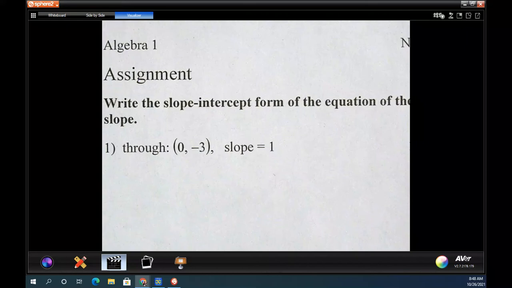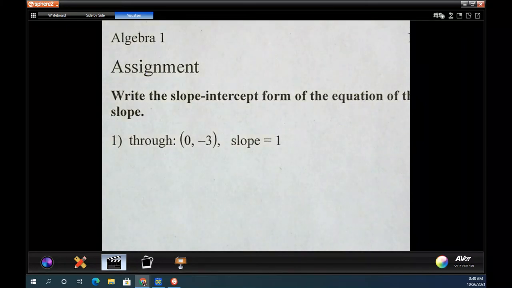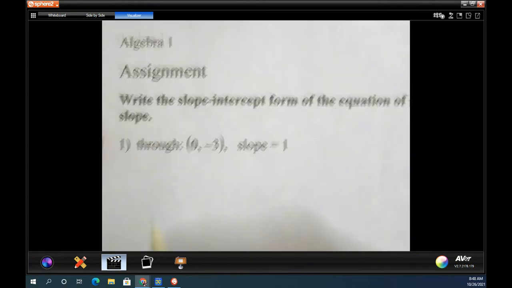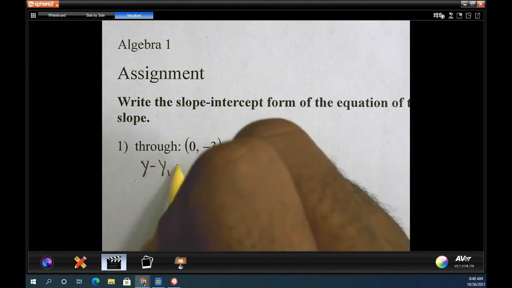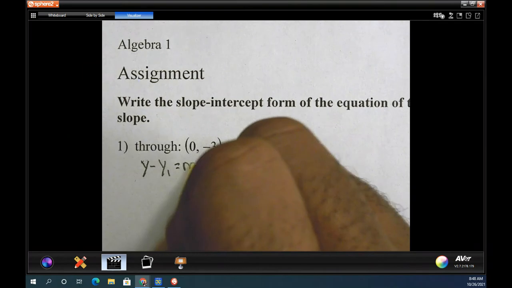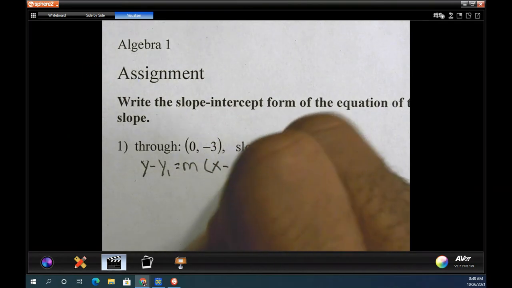Okay, it says write the slope-intercept form of the equation of the line through the given point with the given slope. I like to label it first. Well, I'm going to go ahead and write the formula. Always start with the formula. y minus y sub 1 is equal to m times x minus x sub 1.